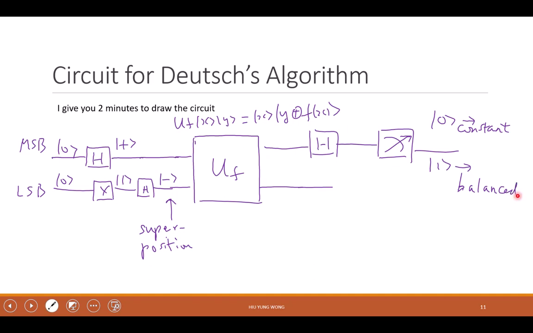Okay, how about this qubit? I don't care, because that is not what I want. Yep, so I think that's it. Any questions? Very simple algorithm.